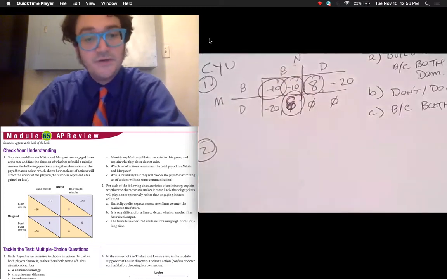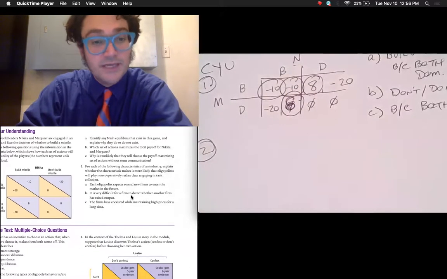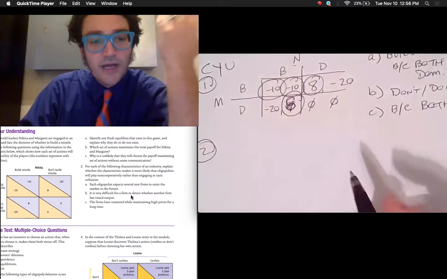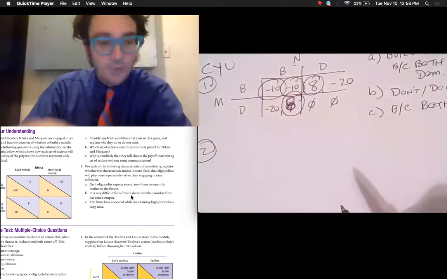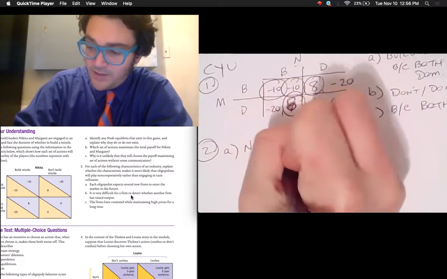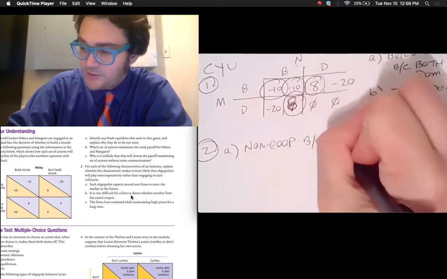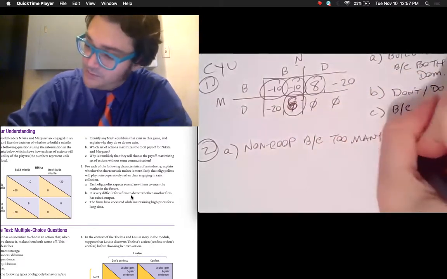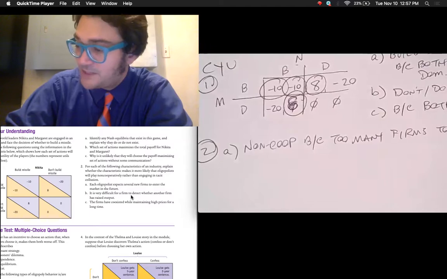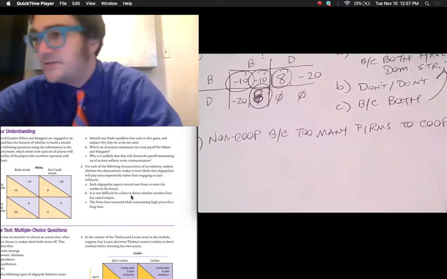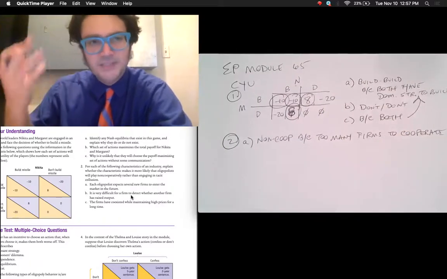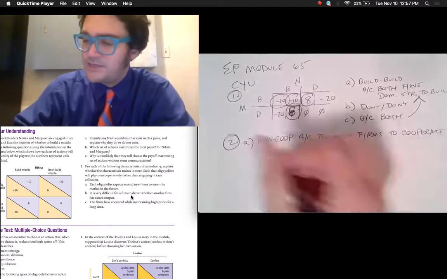Number 2 says, for each of the following characteristics of an industry, explain whether it makes it more likely that they will play non-cooperatively rather than engaging in tacit collusion. Part A, each oligopolist expects several new firms to enter the market in the near future. That would be non-cooperative, because there are too many firms to cooperate. If all these new people are coming in, it's going to make it too difficult for them to cooperate and develop that sort of repeated behavior that they talk about in this module.